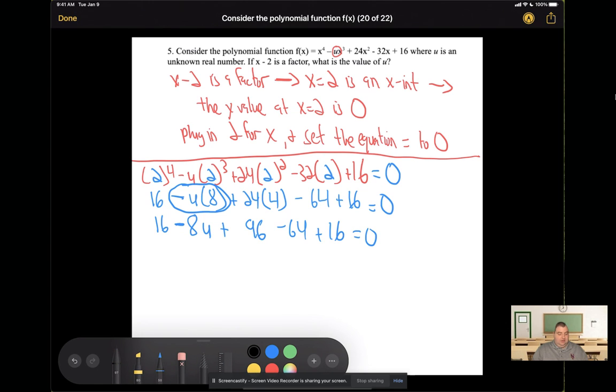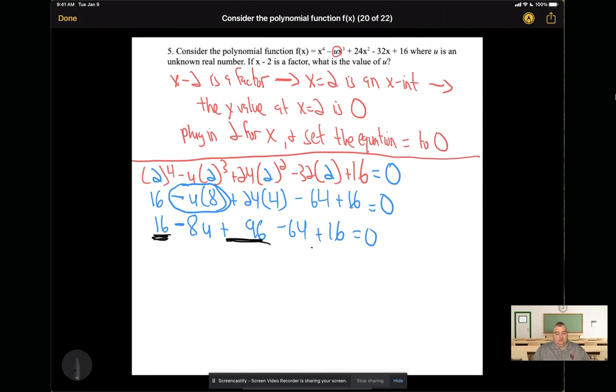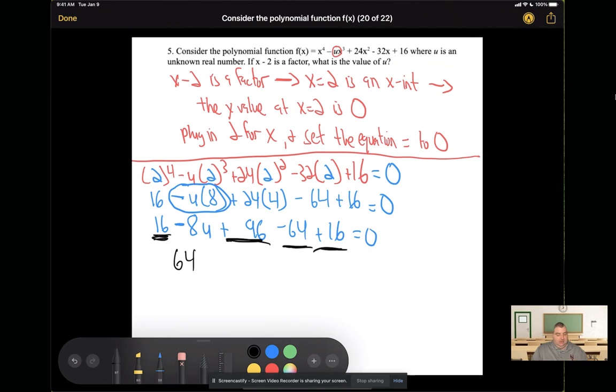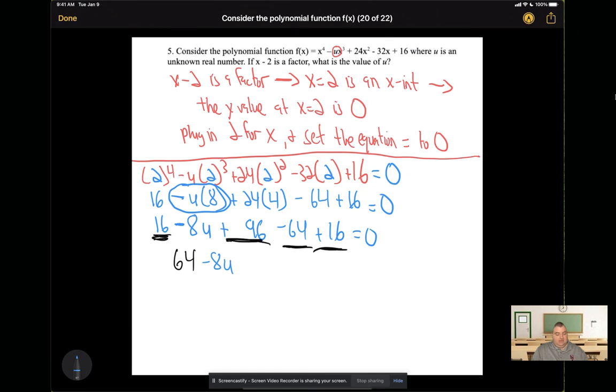Now what I'm going to do is take this, this, this, and this, and combine all those terms. So I have 16 plus 96 plus negative 64 plus 16. When I add all those things that I just underlined in black together, I get 64. So I end up with 64 minus 8u equals 0.